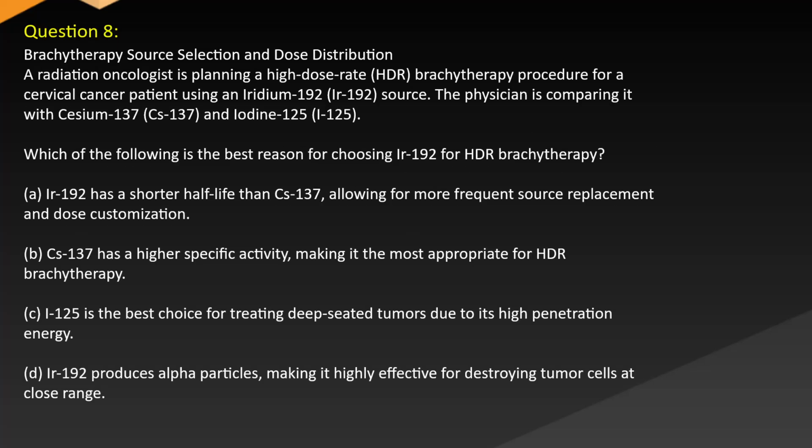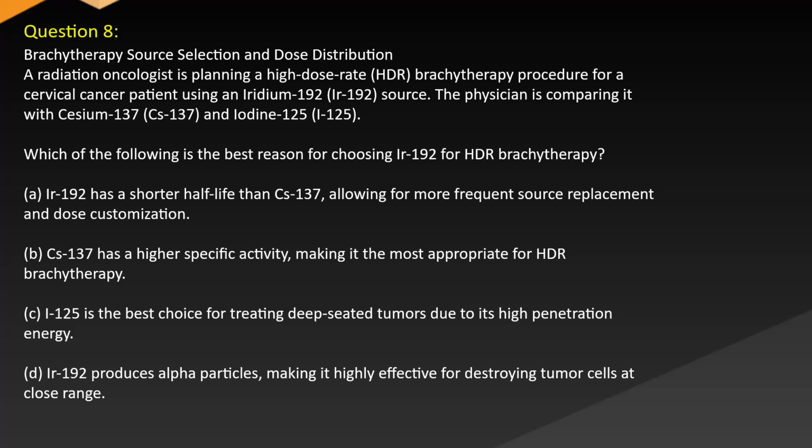A radiation oncologist is planning a high-dose rate (HDR) brachytherapy procedure for a cervical cancer patient using an iridium-192 (Ir-192) source. The physician is comparing it with cesium-137 (Cs-137) and iodine-125 (I-125). Which of the following is the reason for choosing Ir-192 for HDR brachytherapy?